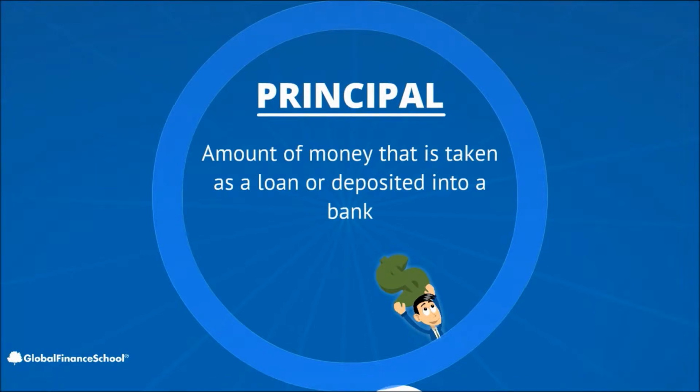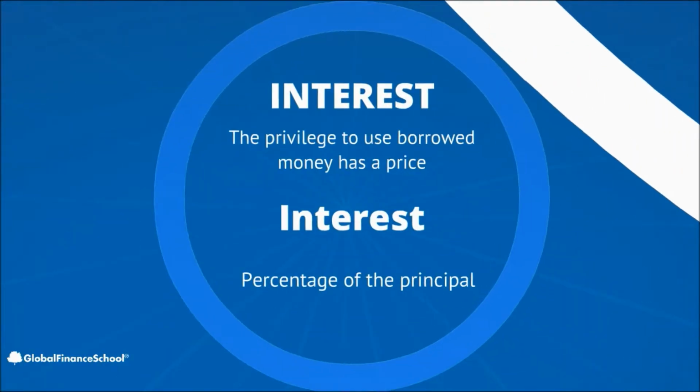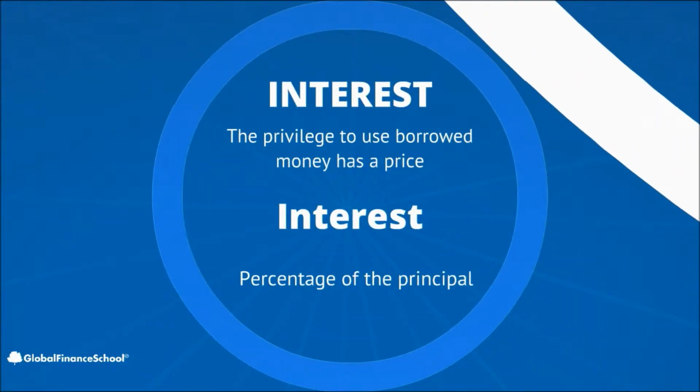Principal. A principal is the amount of money that is taken as a loan or deposited into a bank account. Interest. The privilege to use borrowed money has a price. This price is called interest and is presented as a percentage of the principal.